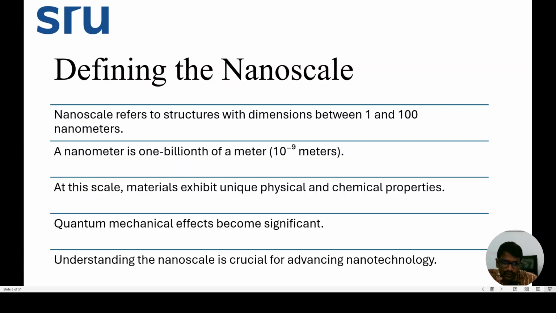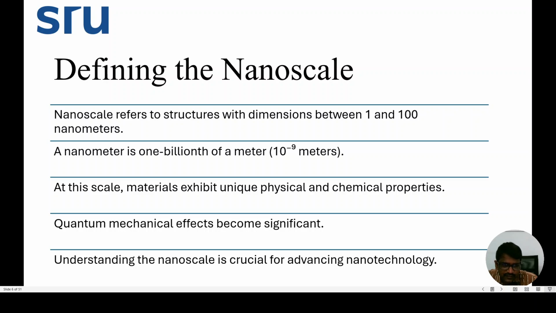Whenever any one of these dimensions is below 100 nanometers, then we can say that it is a nanomaterial. Whether it is length, breadth, or height, any one of these must be within 100 nanometers. Then we can say this material falls in the range of nanoscale. So nanoscale refers to structures with dimensions between 1 and 100 nanometers.